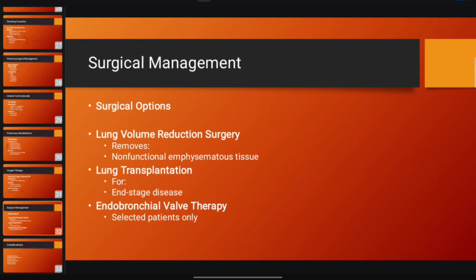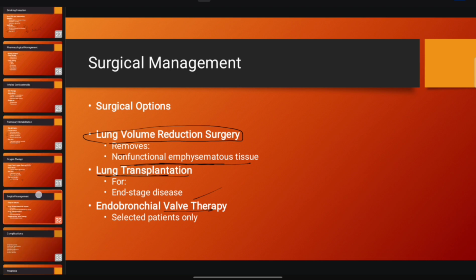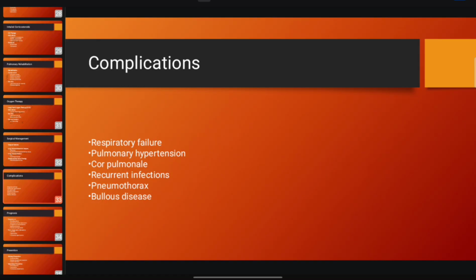The surgical management includes lung volume reduction surgery, which removes non-functional emphysematous tissue, and lung transplantation is also an option, but it is for end stage and very rarely done, and endobronchial valve therapy for selected patients. The complications of COPD include respiratory failure, pulmonary hypertension, cor pulmonale, which is a very important concept, recurrent infections, pneumothorax, and bullae formation.